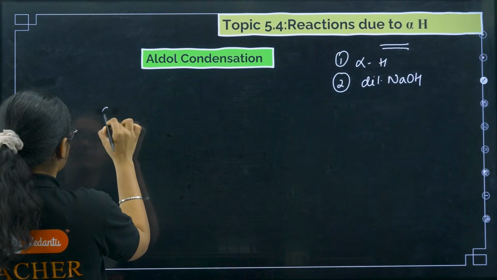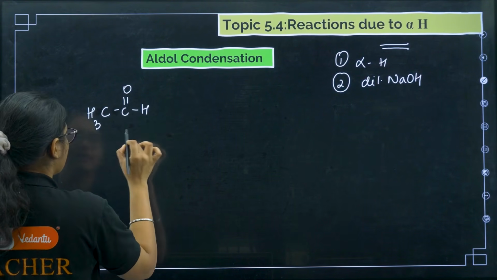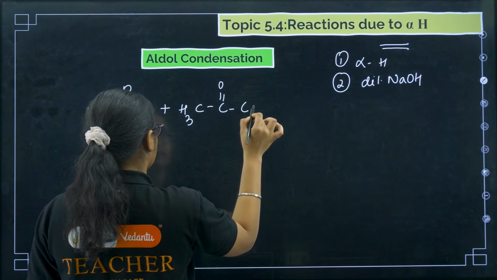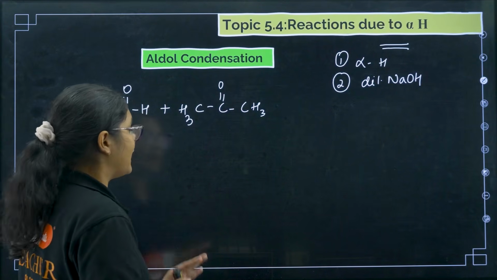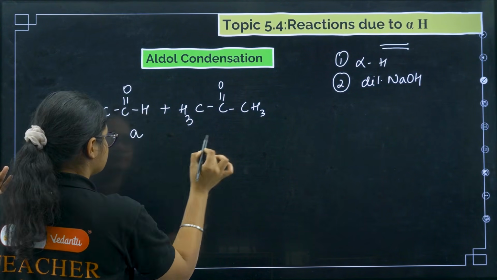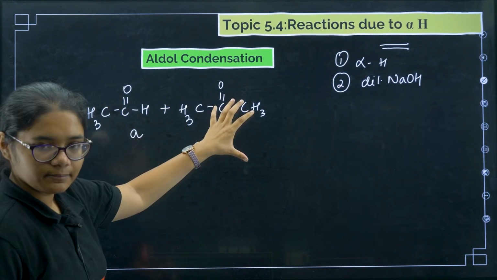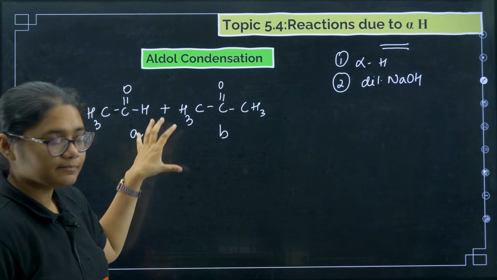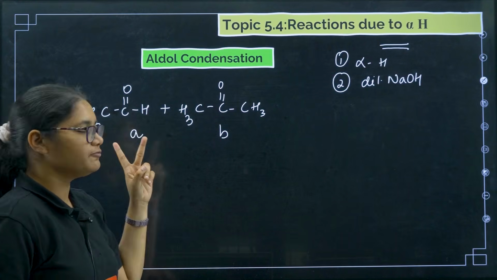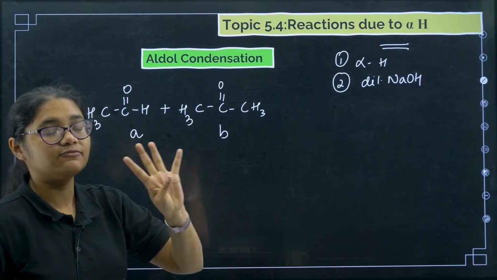Okay, so we are going to react CH3CHO, ethanal, plus I can take a ketone. Okay, ethanal and 1 ketone. Okay, now what you have to do? See, this is suppose A and this is suppose B. So now this A can react with B, A can react with itself, B can react with itself, B can react with A. So if you take 2 different aldehydes, and both of them are having alpha hydrogen, then you will get 4 products.